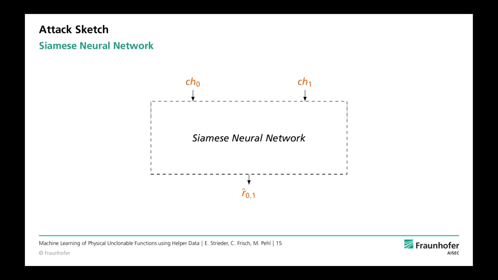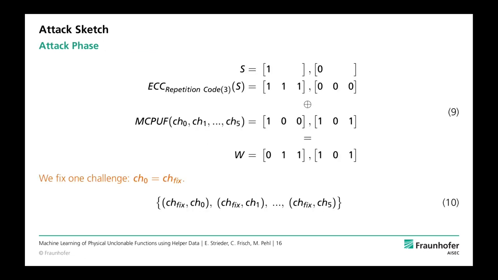We trained this network by applying many challenge pairs. So we have this neural network, but not yet the correct key. To derive the key, we have to perform the attack phase. Let's get back to our example. Our machine learning model can approximate the response difference between two challenges. Additionally, the approximator does not depend on any unknown secret anymore.